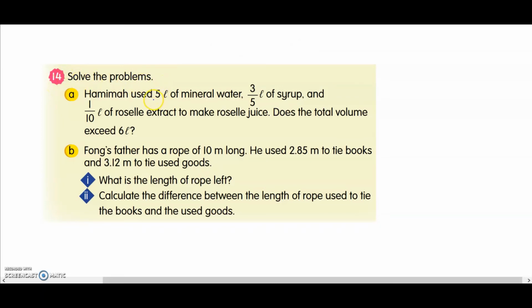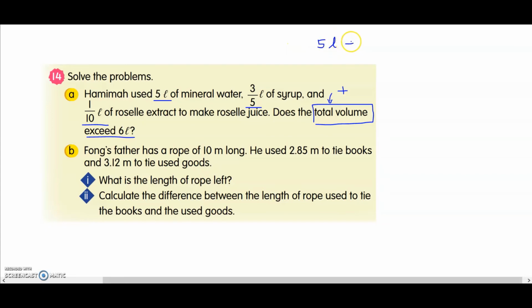Hamima used 5 liters of mineral water, 3 over 5 liters of syrup, and 1 over 10 liters of roselle extract to make roselle juice. Does the total volume exceed 6 liters? Okay, total volume, this is the key word. So you see the word total, you have to plus. Does it exceed 6 liters? Is it more than 6 liters? So let's find out. So we have to plus.